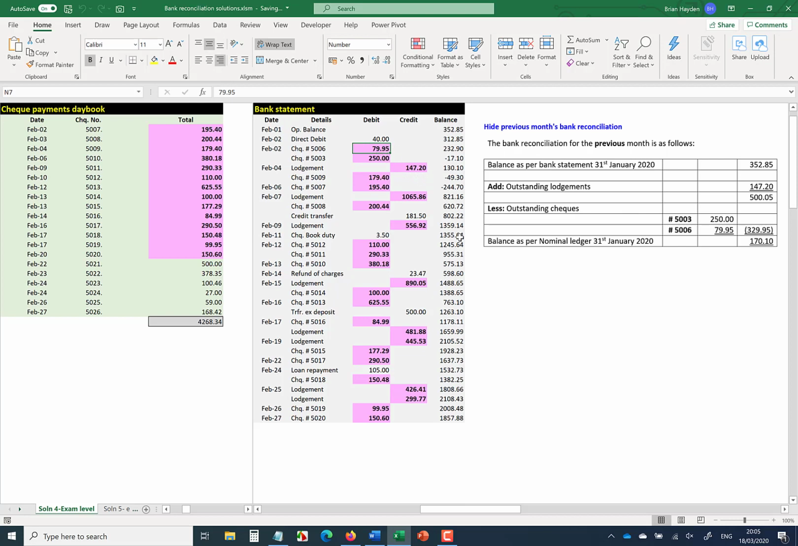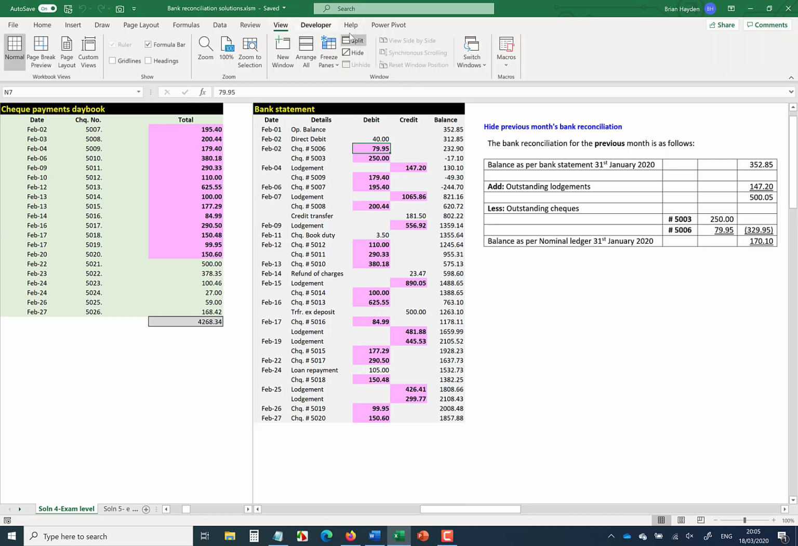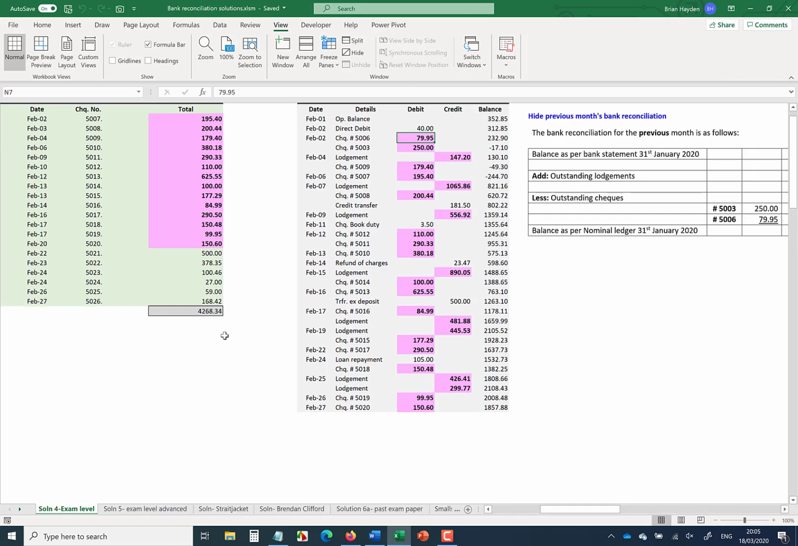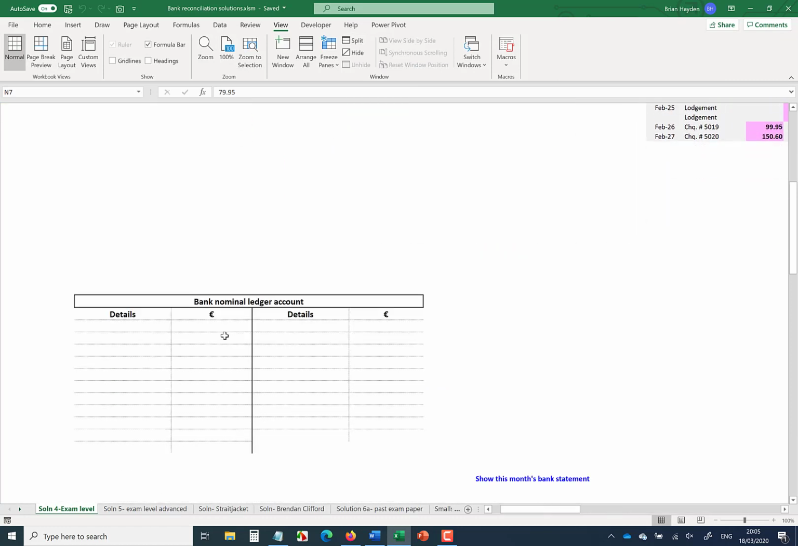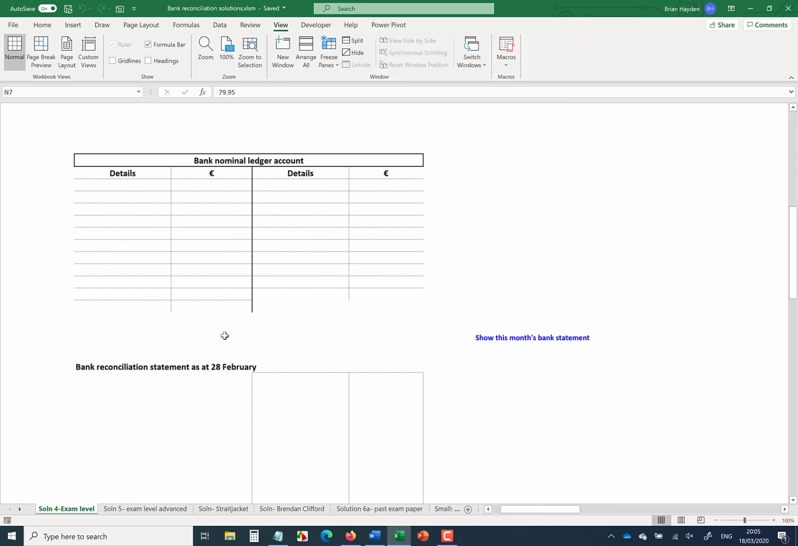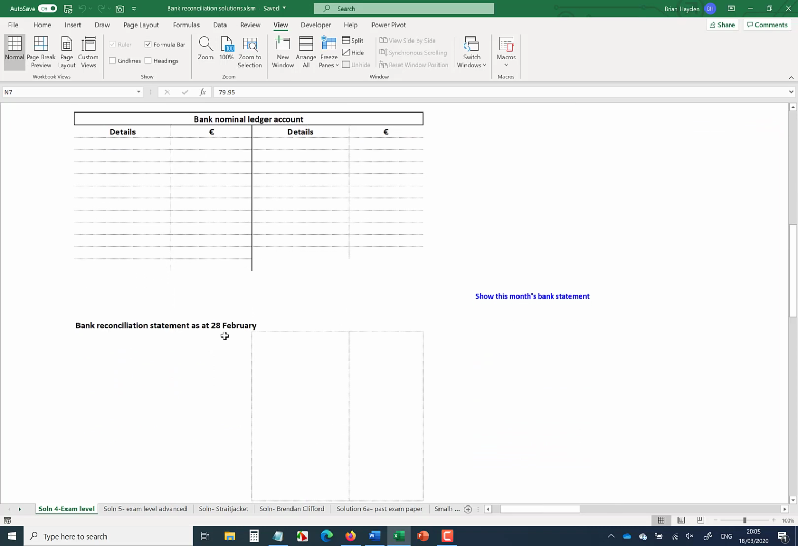Okay, so we're now ready to do the actual output. The process we've just gone through is essentially a working, in that it isn't displayed on your answer sheet. It's just a series of ticks against various values. Now the actual solution, the thing that you would actually present as part of your question, is presented. So I'm going to show that now.